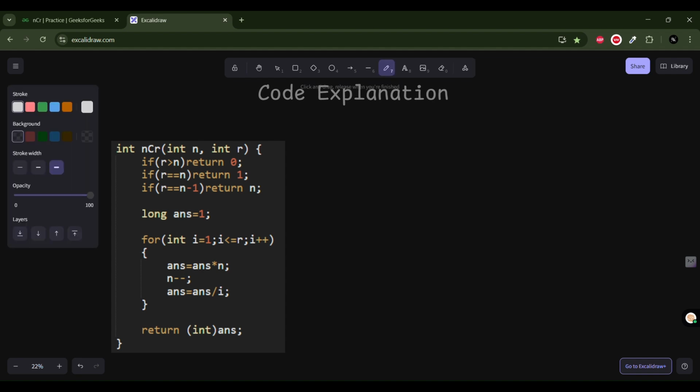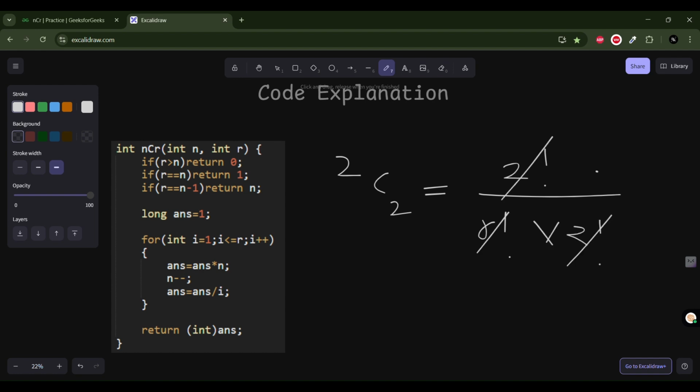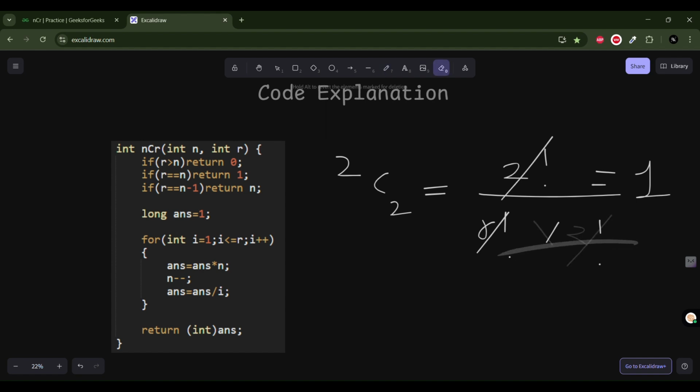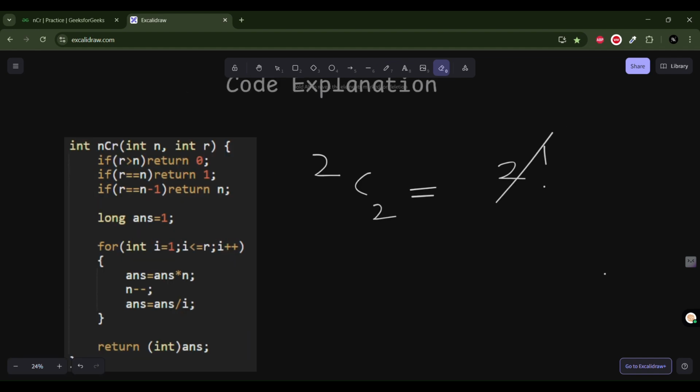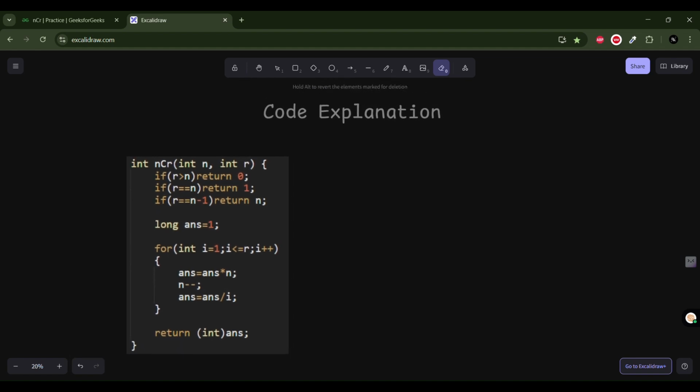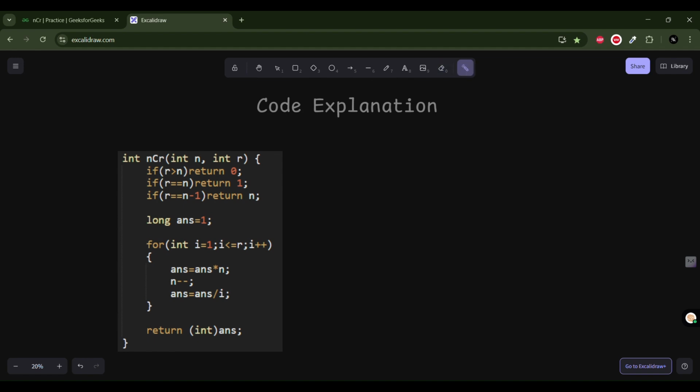If you know in nCr, when both r and n are the same, the answer becomes 1. How? Take 2C2: 2 factorial upon 2 minus 2, which is 0 factorial, times r factorial, which is 2 factorial. Everything cancels out, remaining is 1. So when both r and n become the same, the answer becomes 1, and we have to return 1. So we are directly returning 1 here.